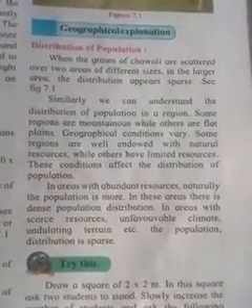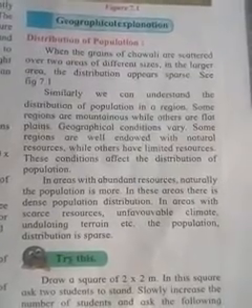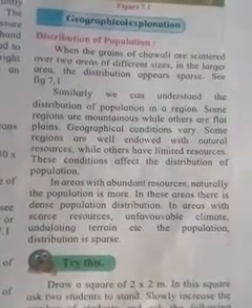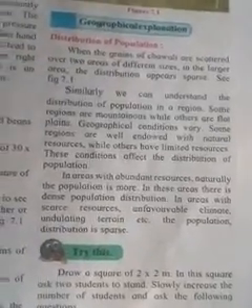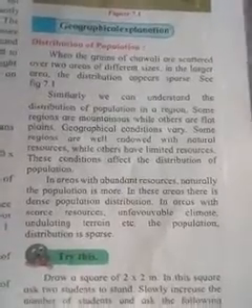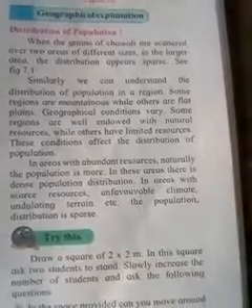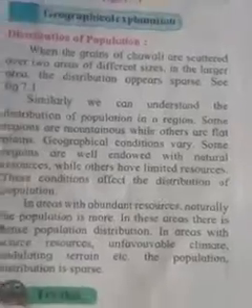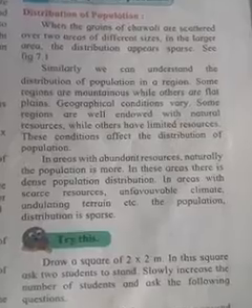Some regions are mountainous while others are flat plains. Geographical conditions vary. Some regions are well endowed with natural resources while others have limited resources. These conditions affect the distribution of population. That means, based on this experiment, in the distribution of population, some regions are mountain regions and others are flat. Geographical conditions vary, and some regions are well endowed with natural resources, others have limited resources.